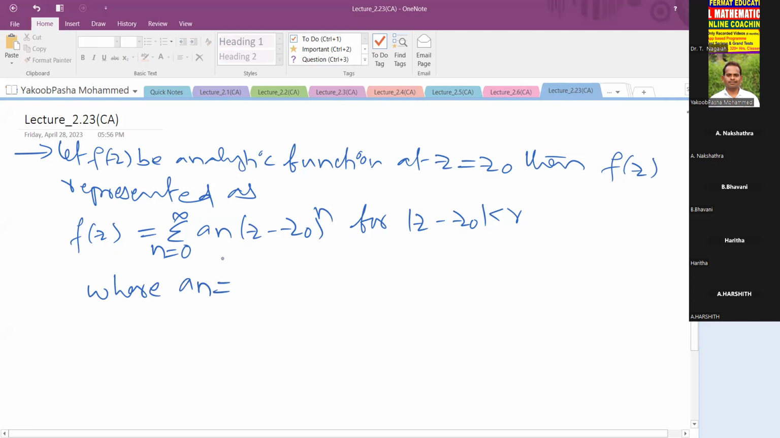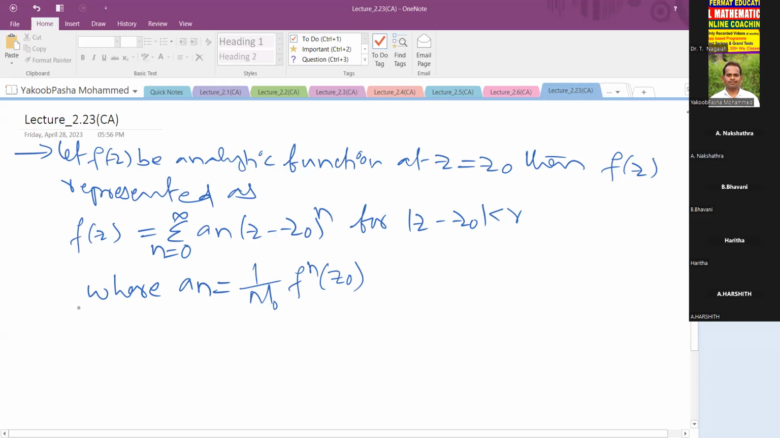we know the notation 1 by 2 pi i integral over C f nth derivative of z naught. Here a_n is equal to 1 by n factorial, f nth derivative at z naught. Okay, so this is the expansion of f of z.